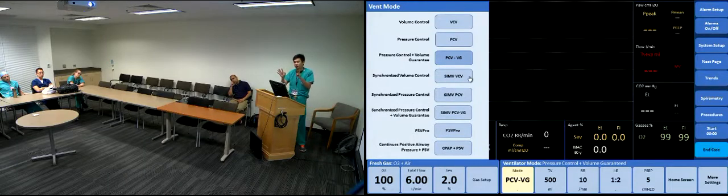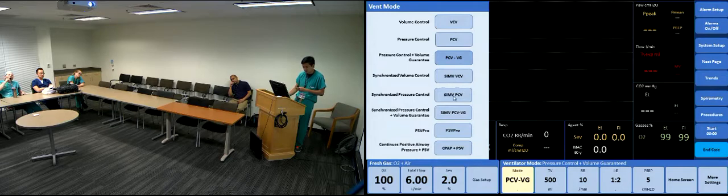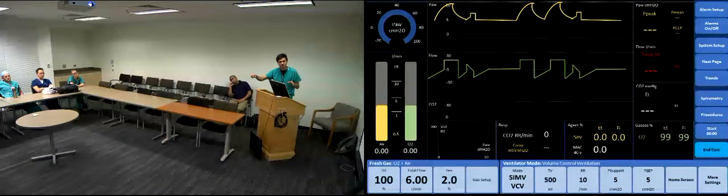So then you have your SIMV modes, and if you can tell, SIMV stands for Synchronized Intermittent Mandatory Ventilation. And you can see it comes in all the different modes that we just talked about, right? You have your volume control mode, your pressure control mode, and your pressure control volume guarantee mode. Let's click on volume control. You set the respiratory rate, and you set your volume because it's a volume control mode.